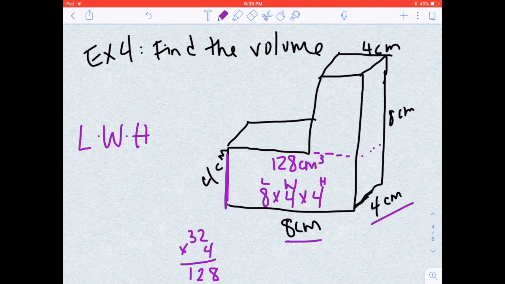And then I'm going to find my volume for that section. Okay. So I know that this part right here is 8.